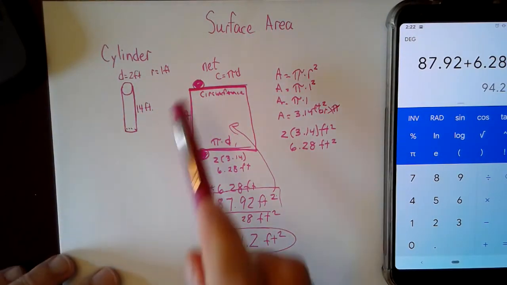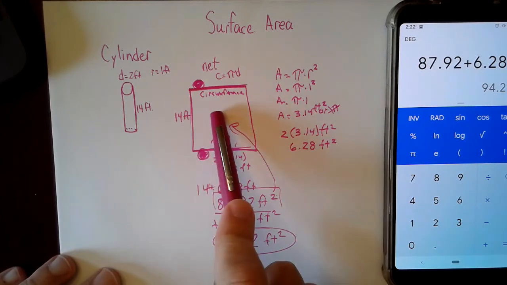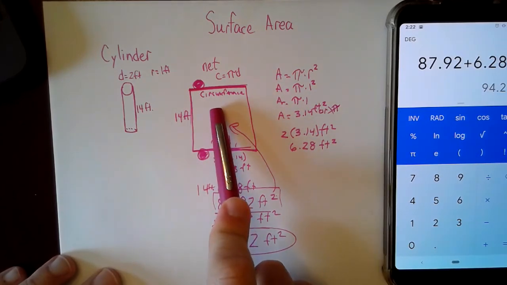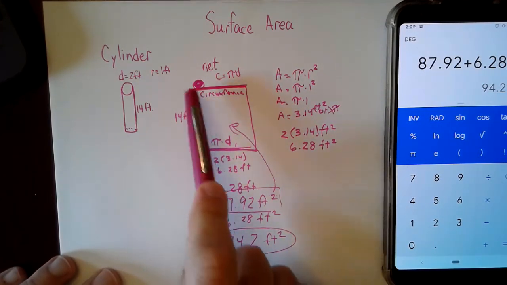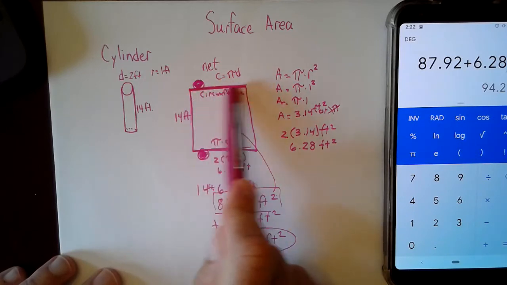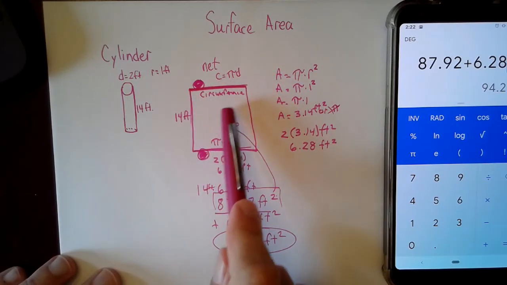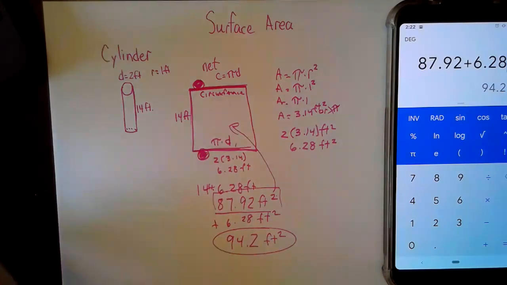Again, you find the area of the two circles, the area of the rectangle, which is the height times the circumference of the circle, which is pi times diameter. And that's how you can find that area.